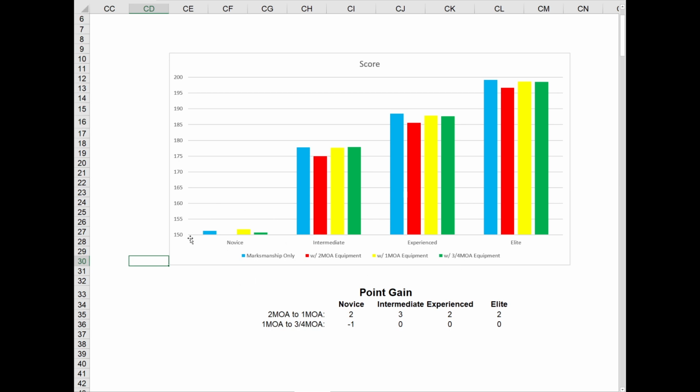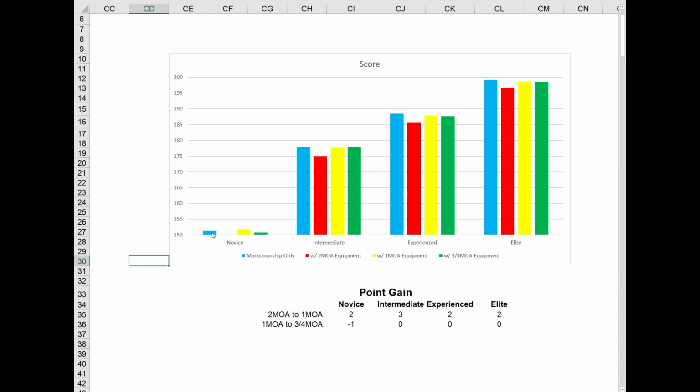So we'll start down here at the left with the novice shooter. The novice shooter, just their marksmanship, is a score of 151 out of 200. That is what their marksmanship skills deliver. That's essentially what I would call what they're holding for. So if you just look at that shooter, just when the shot goes off, regardless of what rifle or what kind of ammo they're using, they are scoring theoretically, with just their marksmanship skills, a 151.